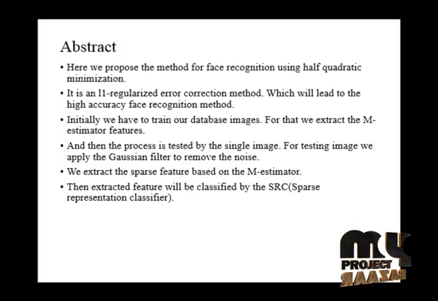Initially, we train our database images. For that, we extract M estimator features, and the process is tested using a single image. For testing, we apply the Gaussian filter to remove the noises from the input image. Then we extract the sparse-based features based on M estimator. Then the extracted features are classified using a sparse representation classifier.